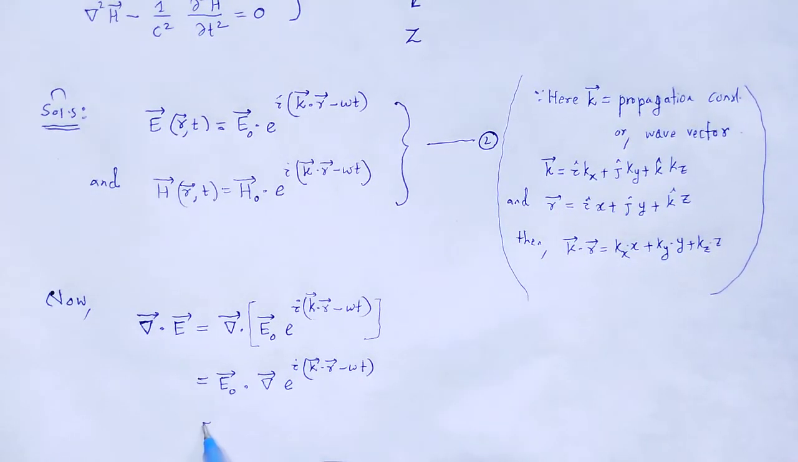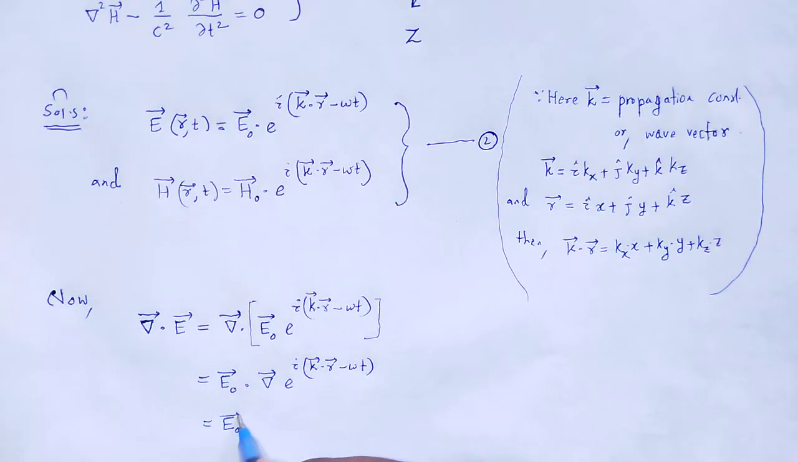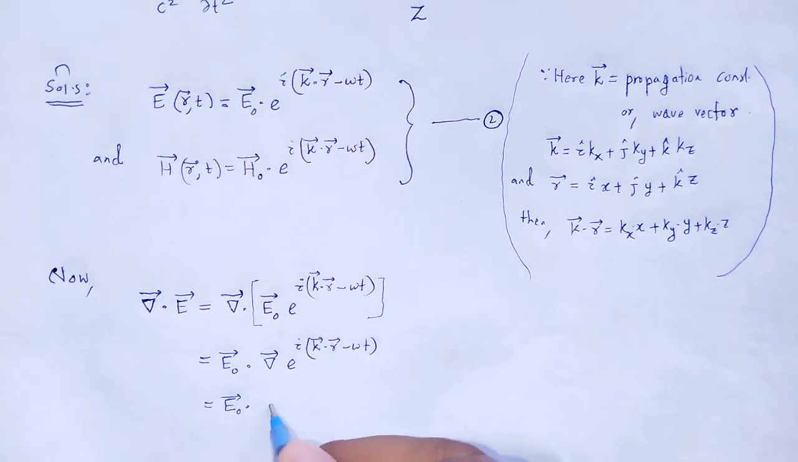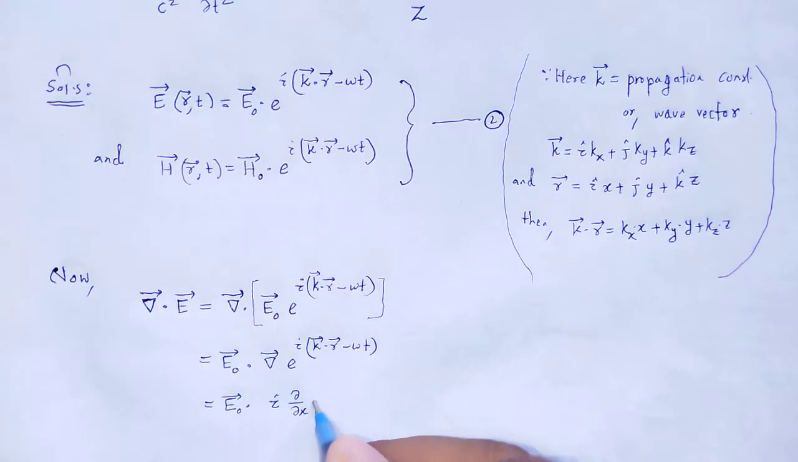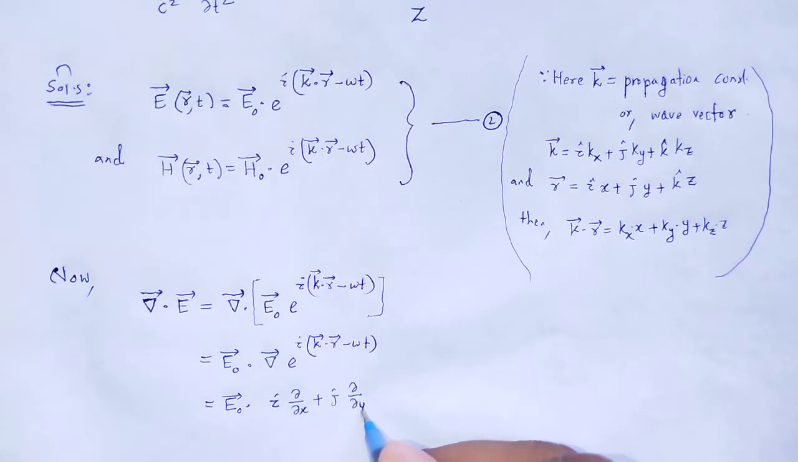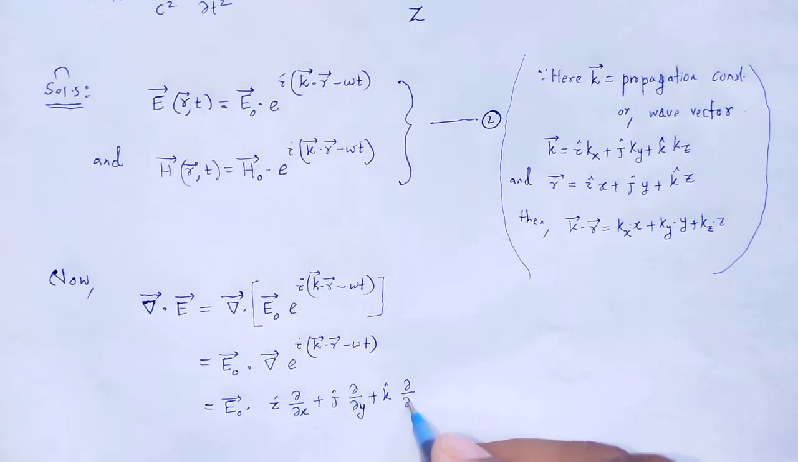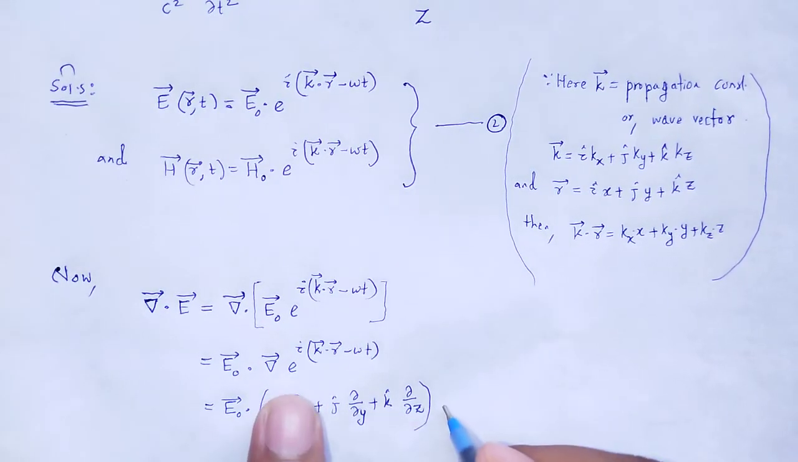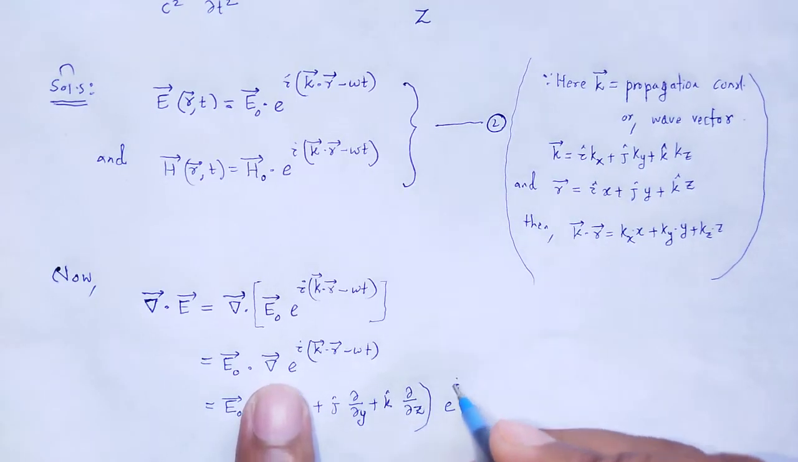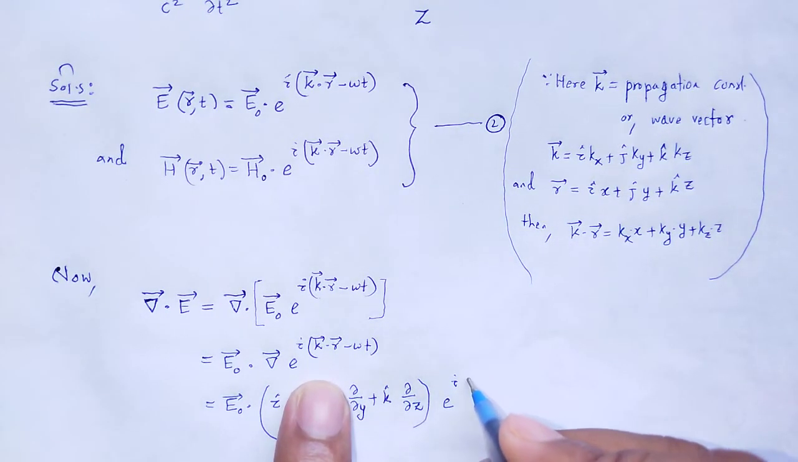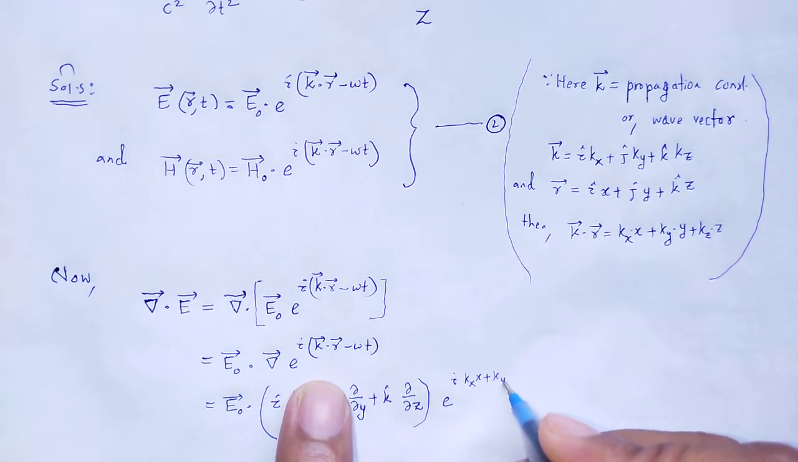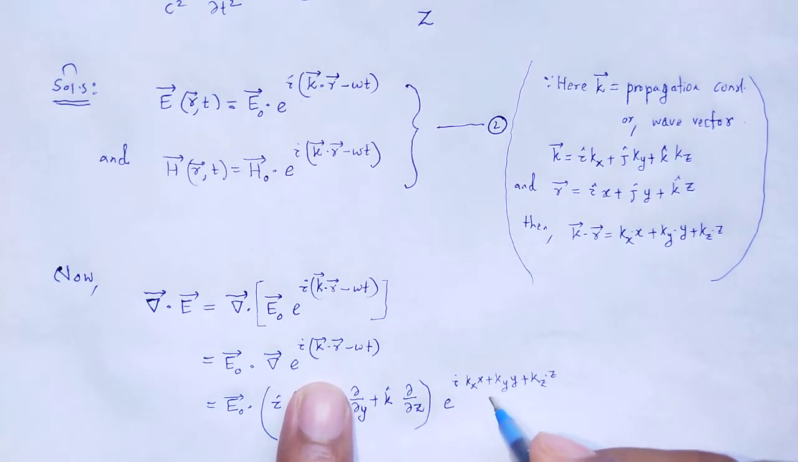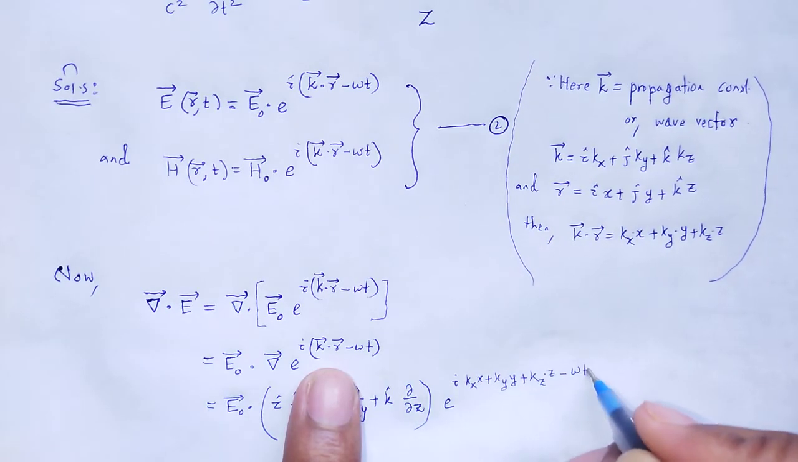Grad is an operator, and that operator in the three-dimensional Cartesian coordinate is written as i cap del by del x plus j cap del by del y plus k cap del by del z, which operates over e to the power i (kx x plus ky y plus kz z minus omega t).